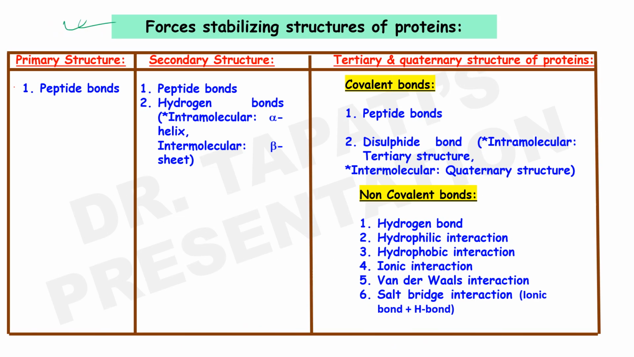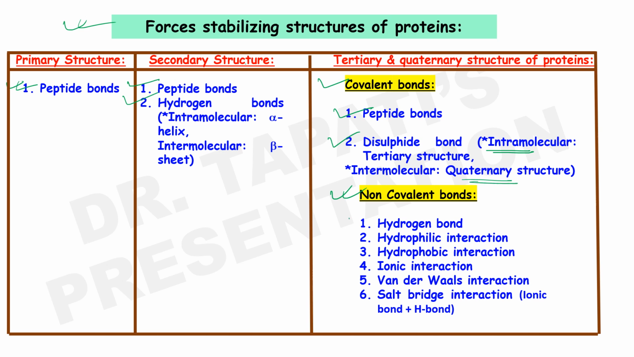This table is showing you different forces stabilizing structures of proteins. In case of primary structure, peptide bonds are present. In case of secondary structure, peptide bonds and hydrogen bonds are present. In alpha helical structure, intramolecular hydrogen bonds are present, whereas in beta sheet structure, intermolecular hydrogen bonds are present. Now, if you consider the tertiary and quaternary structure, in that case, covalent bonds as well as non-covalent bonds are there. Covalent bonds means peptide bonds and disulfide bonds. In case of tertiary structure, intramolecular disulfide bonds are present, whereas intermolecular disulfide bonds are present in quaternary structure of protein.